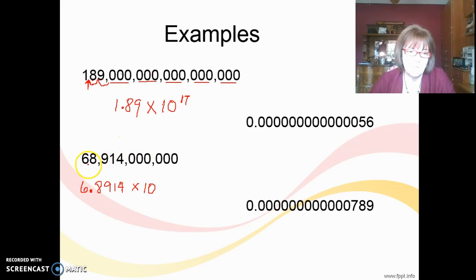Now let's decide. We want to put our decimal point here. So once again, easy counting. 3, 6, 9, and then I'm going to go from there to there. So that is 10, positive 10.